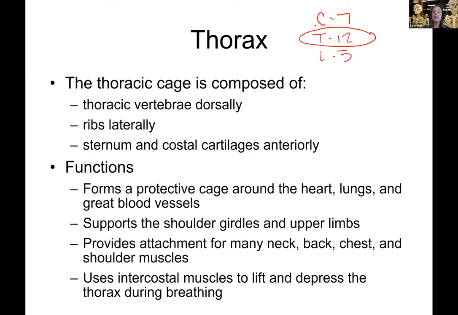Also, it is a great place for your shoulders to connect. So your shoulder joints, like your scapula and your clavicle, these are going to connect onto that bony thorax. It's also a great place for a lot of neck and back muscle attachment. You have muscles between your ribs that allow your ribs to move when you breathe.